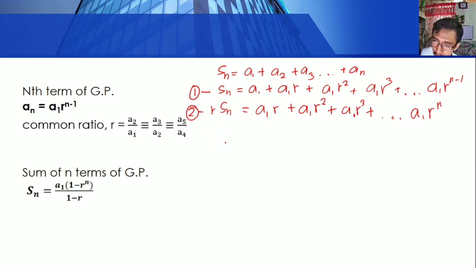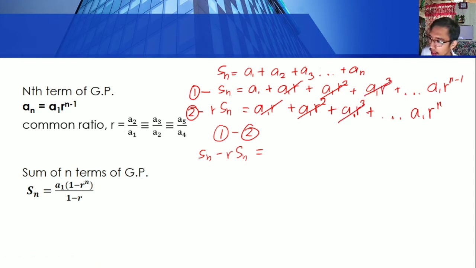So, para makuha natin yung S sub n, i-minus natin itong dalawang equation natin. So, equation 1 minus equation 2. So, we will have S sub n minus r S sub n is equal to, so itong right side ng equation natin, kapag ipagma-minus natin yung mga similar terms, magka-cancel lang itong mga to. So, a1 r, cancel dito, cancel din ito, cancel. a sub 1 times r raised to 3, magka-cancel din yan. So, ang matitira na lang is a sub 1.